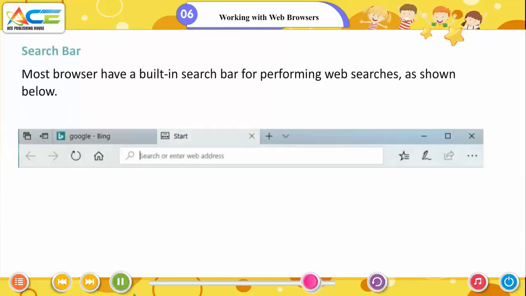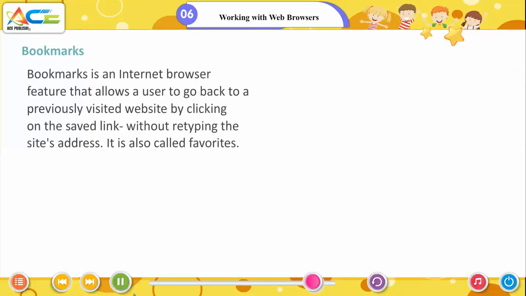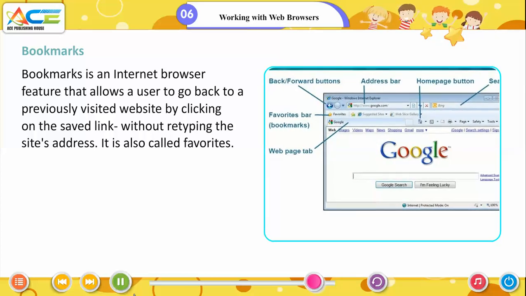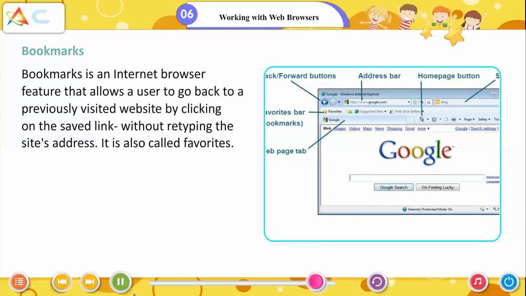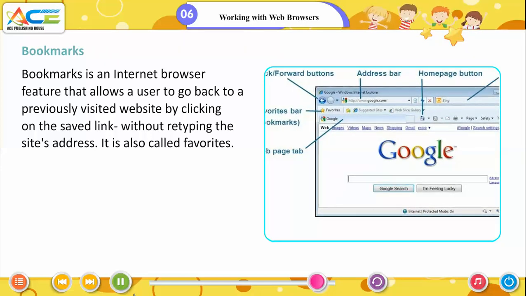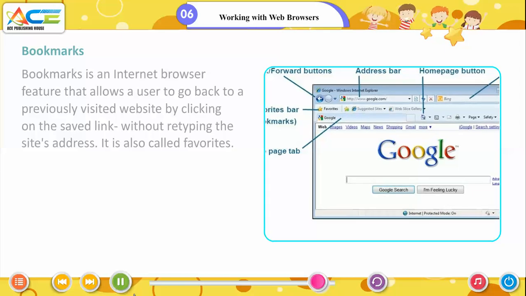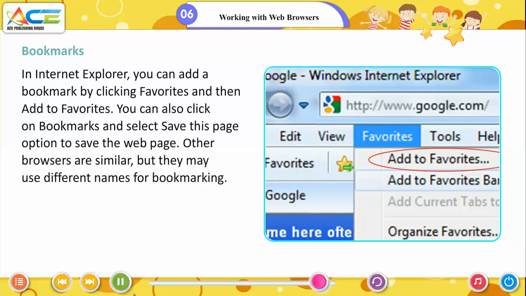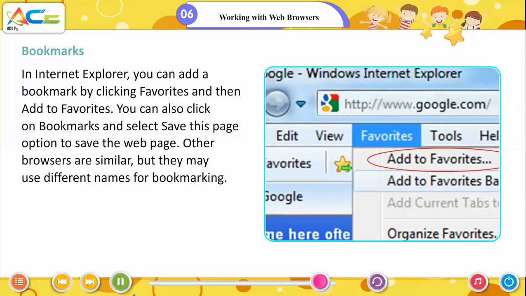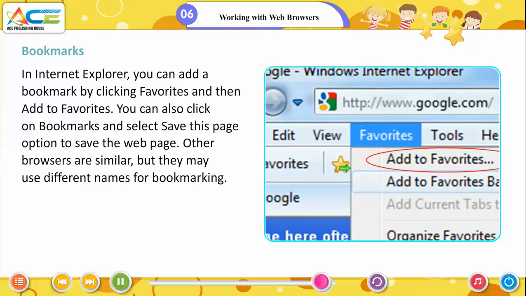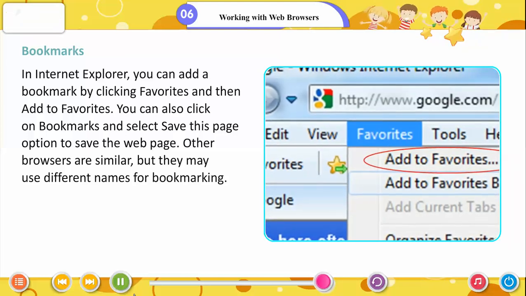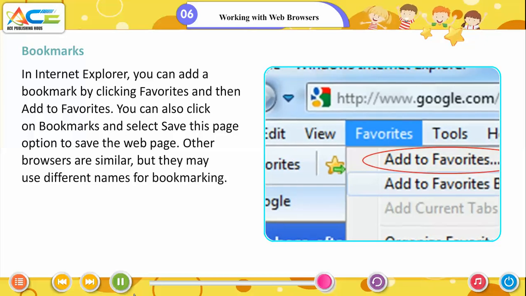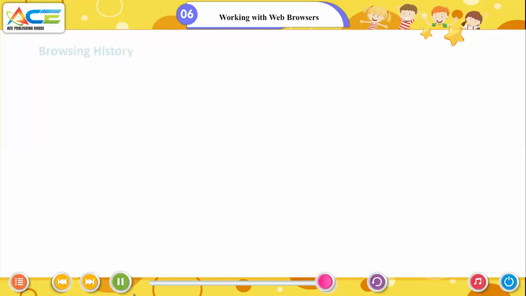Search bar. Most browsers have a built-in search bar for performing web searches. Bookmarks. Bookmarks is an internet browser feature that allows a user to go back to a previously visited website by clicking on the saved link without retyping the site's address. It is also called favorites. In Internet Explorer, you can add a bookmark by clicking favorites and then add to favorites. You can also click on bookmarks and select Save this page option to save the web page. Other browsers are similar, but they may use different names for bookmarking.